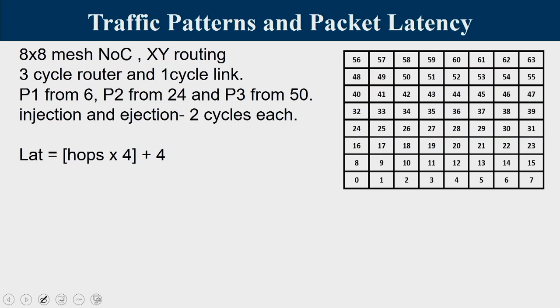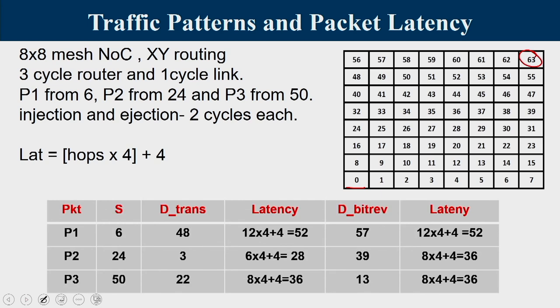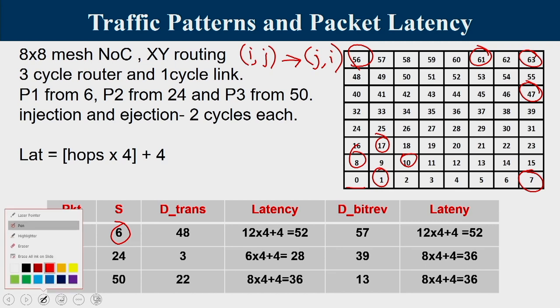So this is the 8x8 mesh that we are talking about, ranging from 0 all the way up to 63. Now in this table, look at packet P1, its source is 6. There are 2 traffic patterns mentioned. The first traffic pattern is called transpose. Transpose means if a packet starts from row I and column J, in the transpose pattern the packet goes to row J and column I. So the row number and column number are interchanged. So a packet from 1 will go to 8. A packet from 10 will go to 17. A packet from 7 will go to 56. Similarly, a packet from 61 will go to 47. This is just to give a picture of how the transpose pattern works.